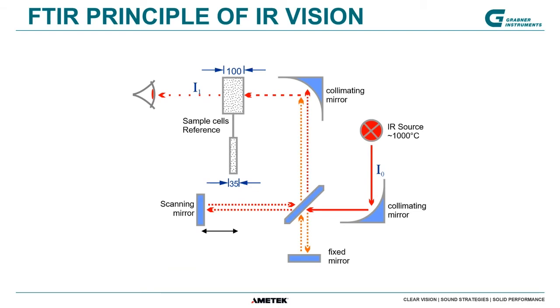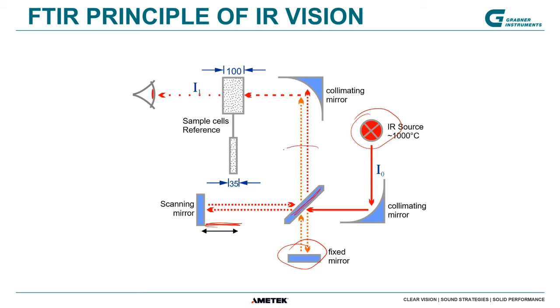So this is basically the setup of the Michelson interferometer in the FTIR system that we are using. Basically, you have a light source, incoming radiation, then a beam splitter. This is the heart, basically, of the interferometer, because it reflects one part of the light to a scanning mirror, which is moving back and forth, and the other part is going to a so-called fixed mirror.